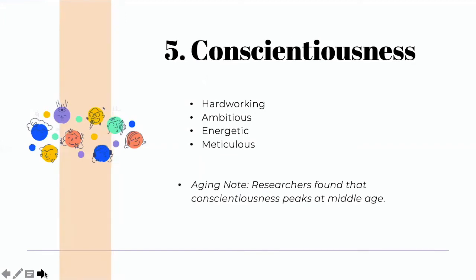And last but not least is conscientiousness. And this is someone who's hardworking, ambitious, energetic, and meticulous. Conscientiousness is something that they test for with hiring assessments, because this has been the most important factor, and it's been seen to be most related to high job performance. And research has found that conscientiousness peaks at middle age and then slowly decreases.